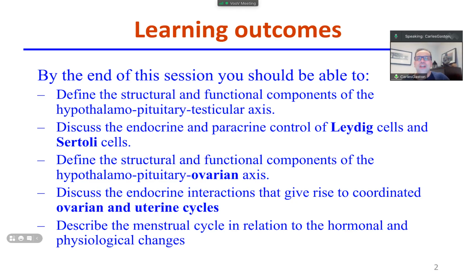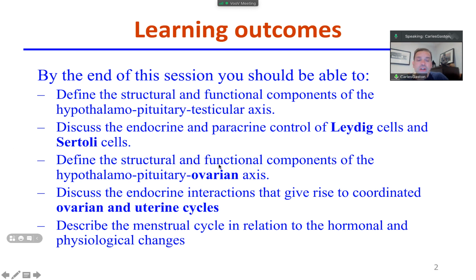So what are the learning outcomes for this lecture? By the end of this session, you should be able to define the structure and functional components of the hypothalamic pituitary testicular axis, and discuss the endocrine and paracrine control of the Leydig cells and the Sertoli cells, which are very important in spermatogenesis, or the formation of the sperm.